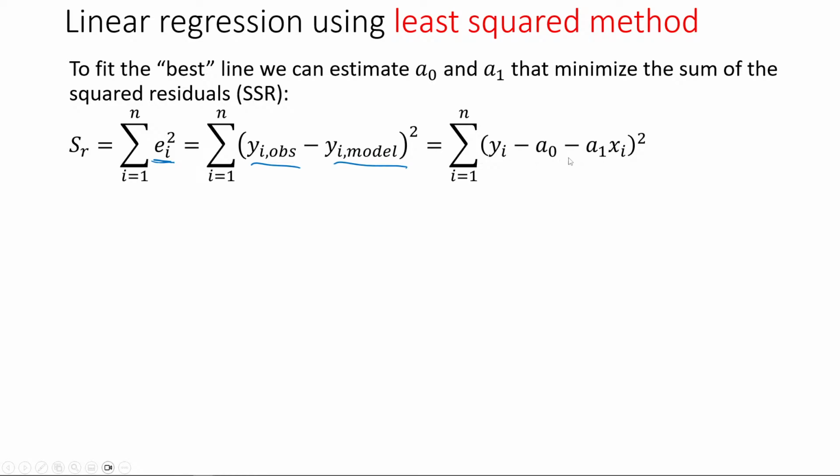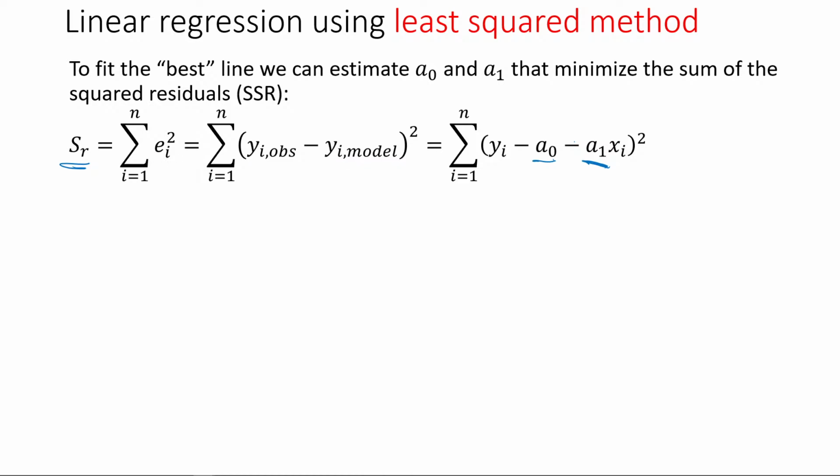And I know that my model value is this linear model, with the slope and intercept. So basically, I'm trying to find the values of A0 and A1 that will minimize this function. Can we do this? Can we find the value of this and this that will minimize this function? Yeah, we learned how to do this.